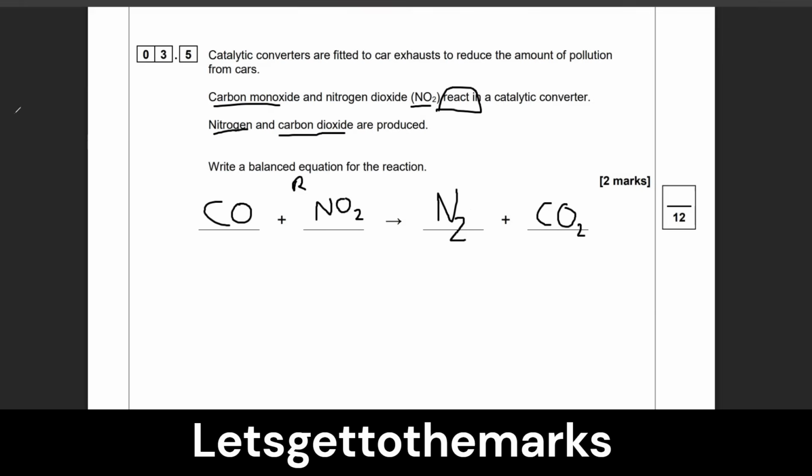So this would get you 1 mark for getting the formulas right. The second mark is for balancing. So I've only got 2 oxygens here and I've got 1, 2, 3 here. So I have an issue. I've got 3 over here and 2 here.